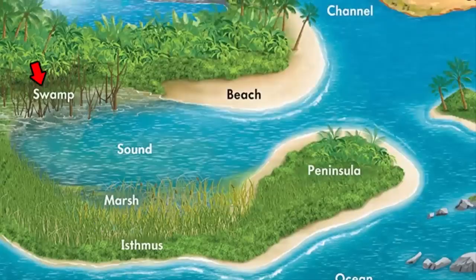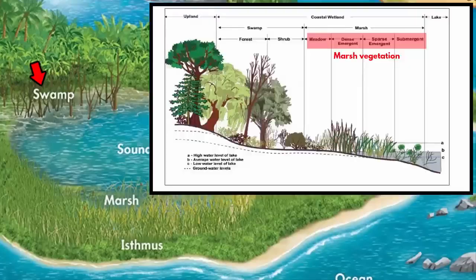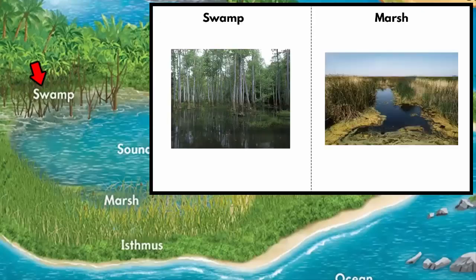The next term is swamp. If you look at their locations, both are almost at a similar place, closer to a water body. So both a swamp and a marsh are wetlands. Both of them have similar characteristics in their landform. However, the only difference between a marsh and a swamp is that in a marsh area you will not find trees. You will only find grass and herbaceous plants. Whereas in a swamp, you will find trees and other woody plants.